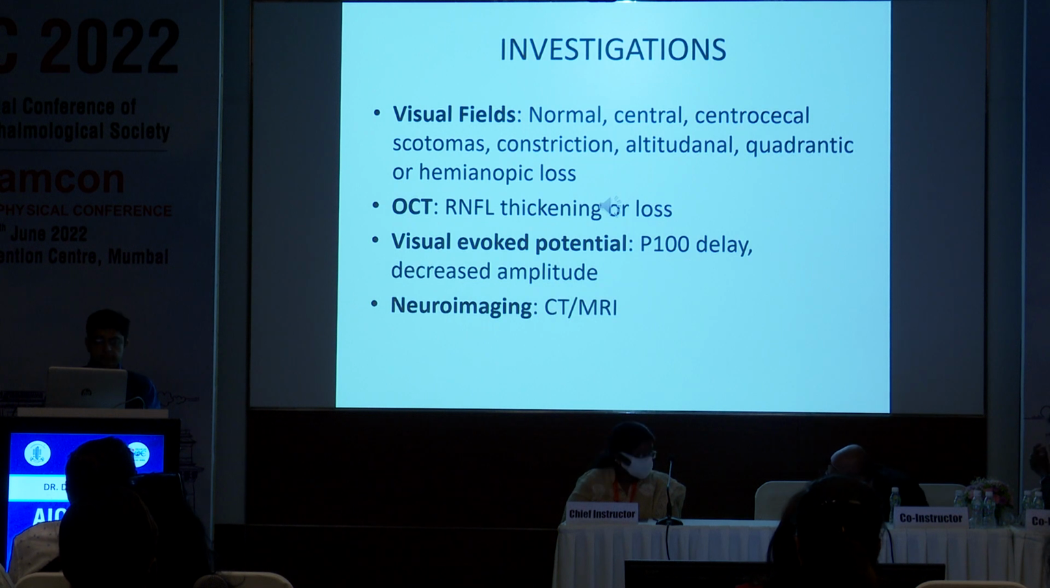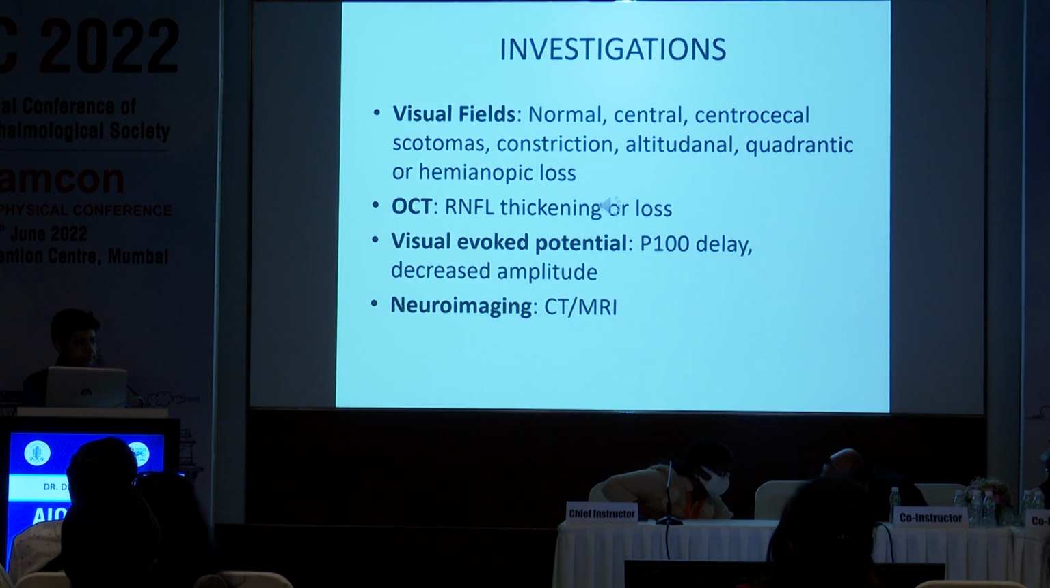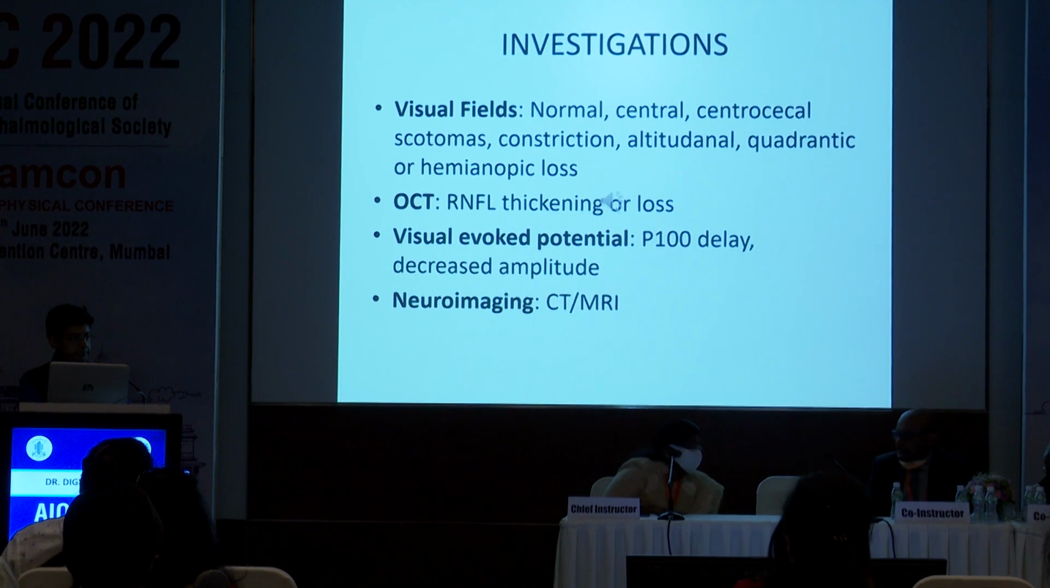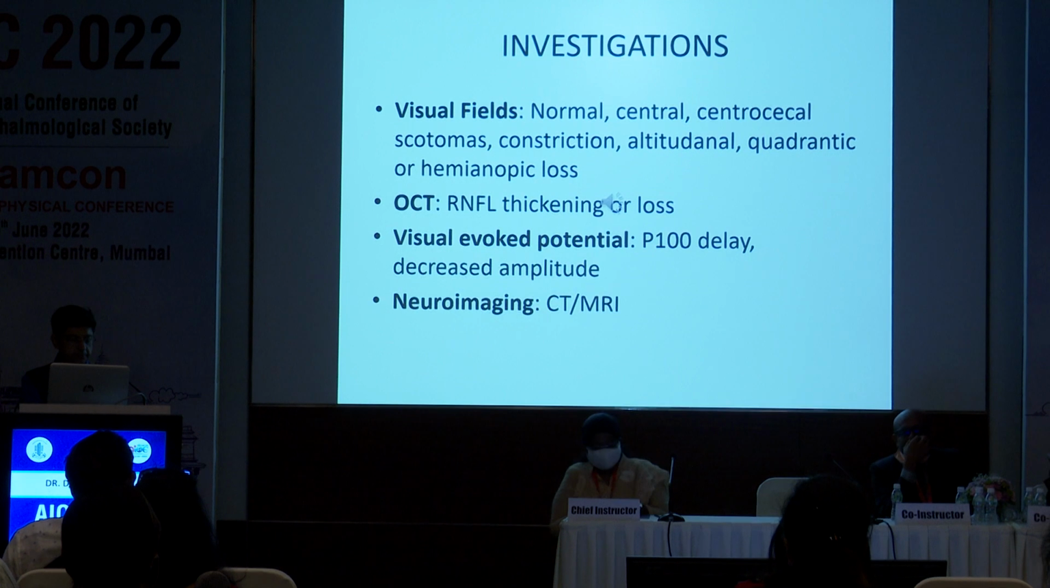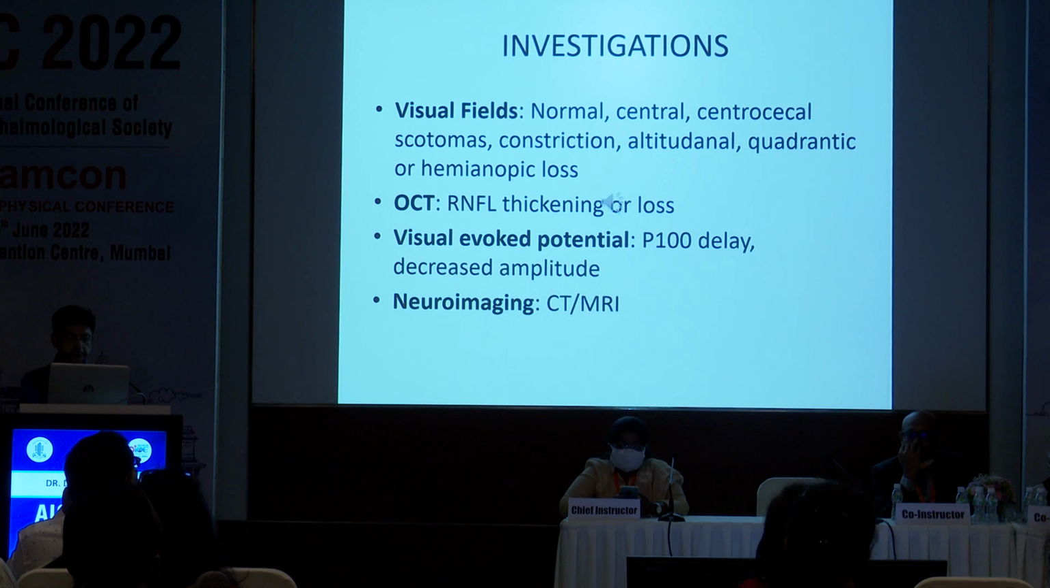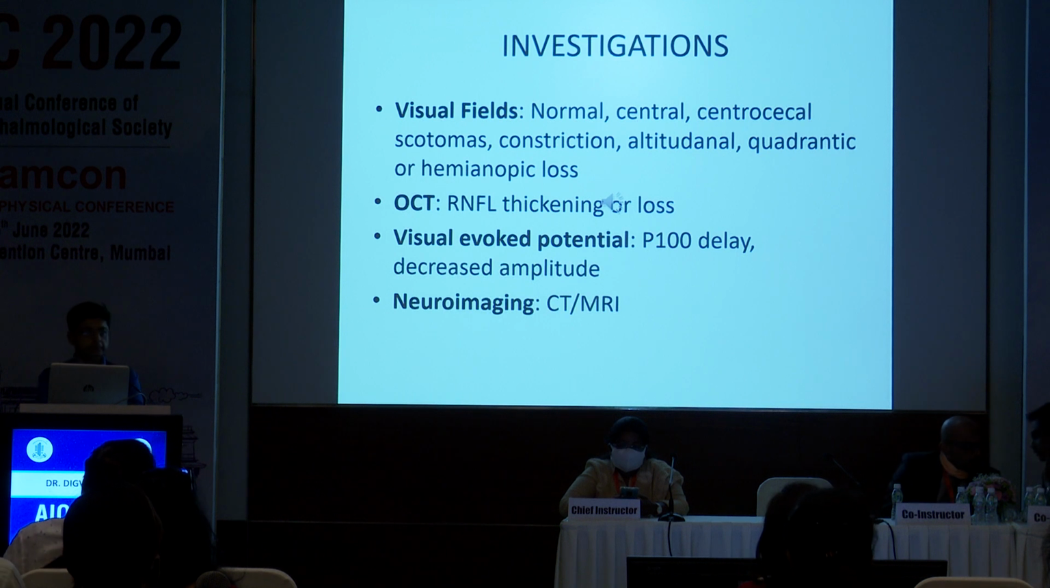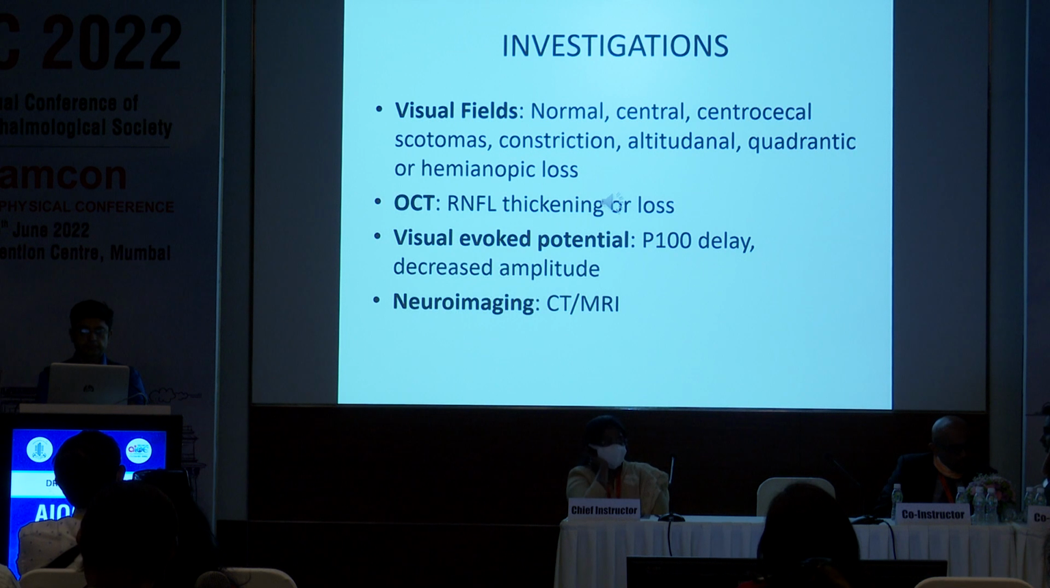The investigations include ocular investigations such as the visual fields, where you want to try and find what type of field defect it is. Is it a central, centrocecal, altitudinal, constriction, hemianopic, what kind of field loss? You can do the OCT to look for the RNFL thickening or loss. A VEP can help you know whether there is a delay in the P100 latency or a decreased amplitude. And neuroimaging such as a CT or MRI is often needed.